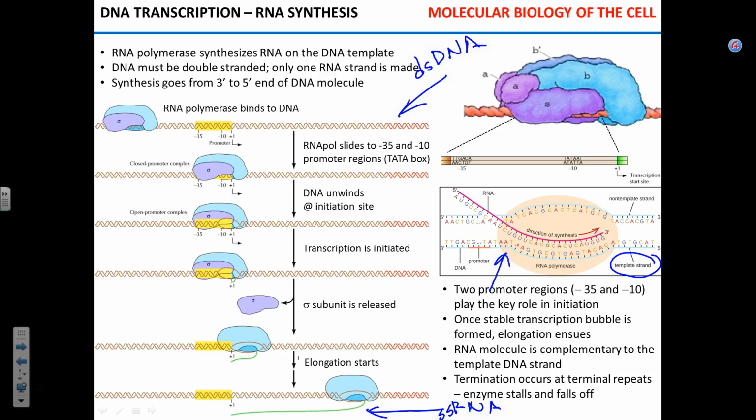Steering a little bit away, there are viruses that have a single-stranded DNA genome. So the first thing they have to do before expressing the genes is to make the DNA double-stranded. So they have to synthesize the second strand, and only then they can make RNA. Does that make sense?